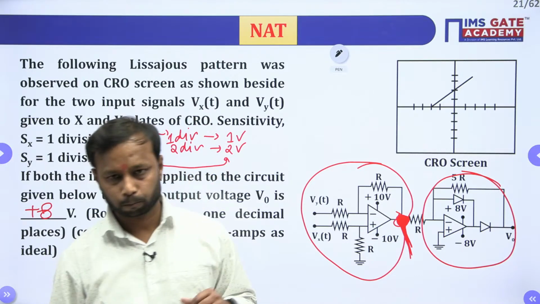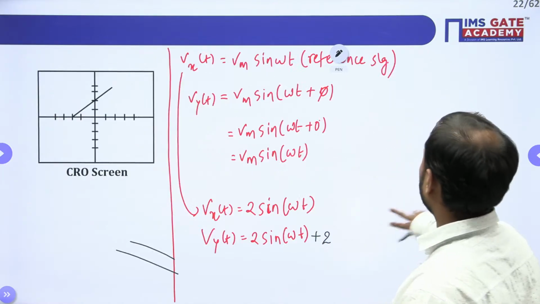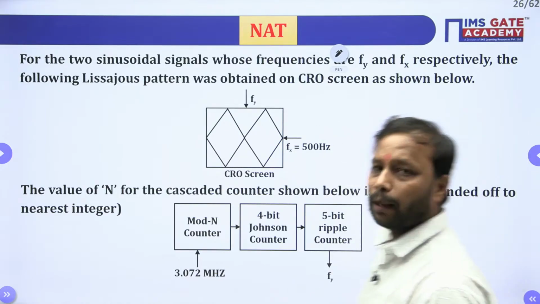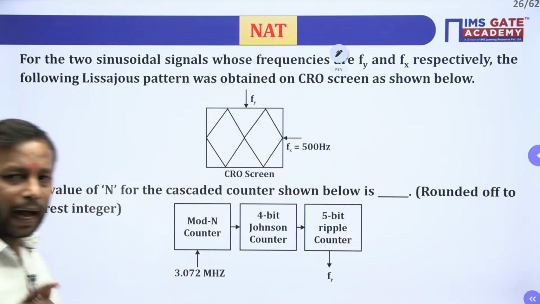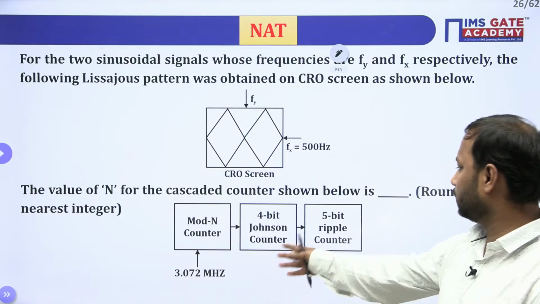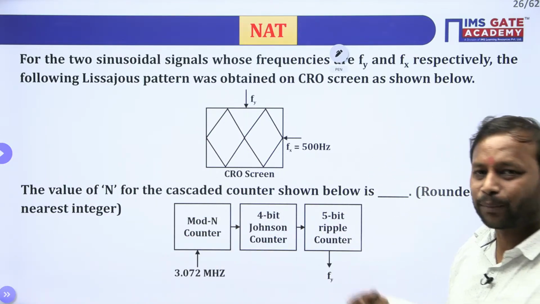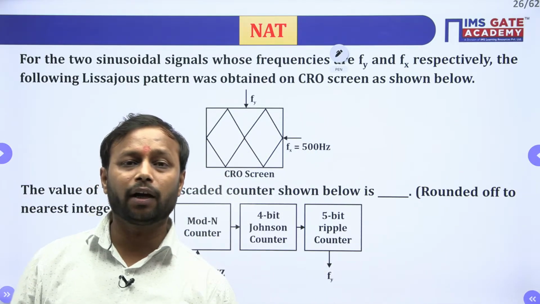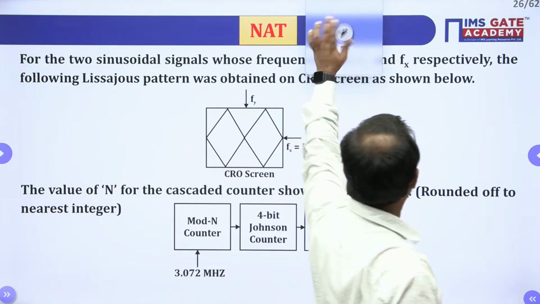All right. So let us move ahead with the next question that we have in our bucket, which is this NIT type question. Now this question is again a combination of two subjects. As you look here, this is a counter type of question, which we used to study in digital circuits. So basically this question is a combination of measurement and digital circuits.